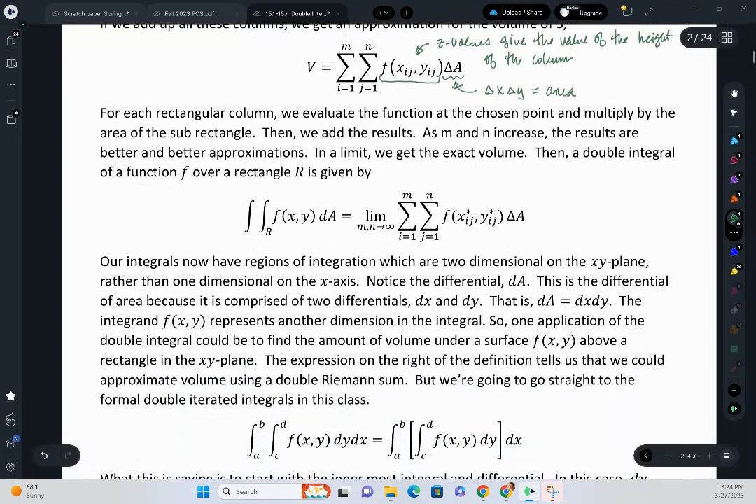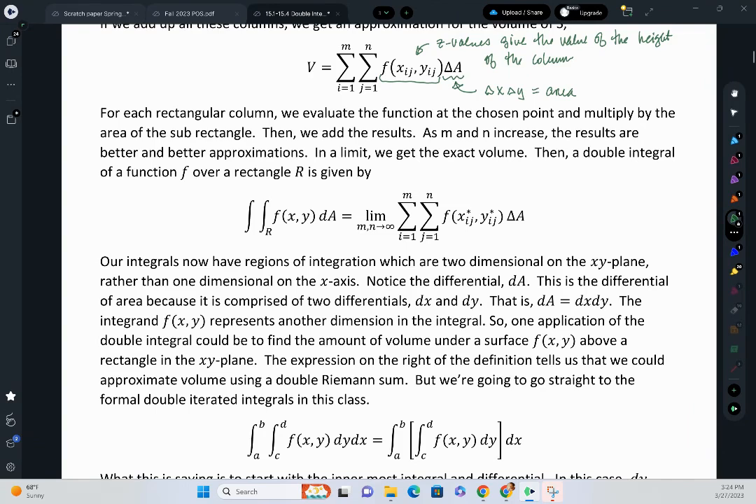Now, we're going to focus first in 15.1 on a situation where we are actually just integrating over a rectangle. Now, a rectangle, because of its shape, the bounds on a rectangle are from a number to a number, right?